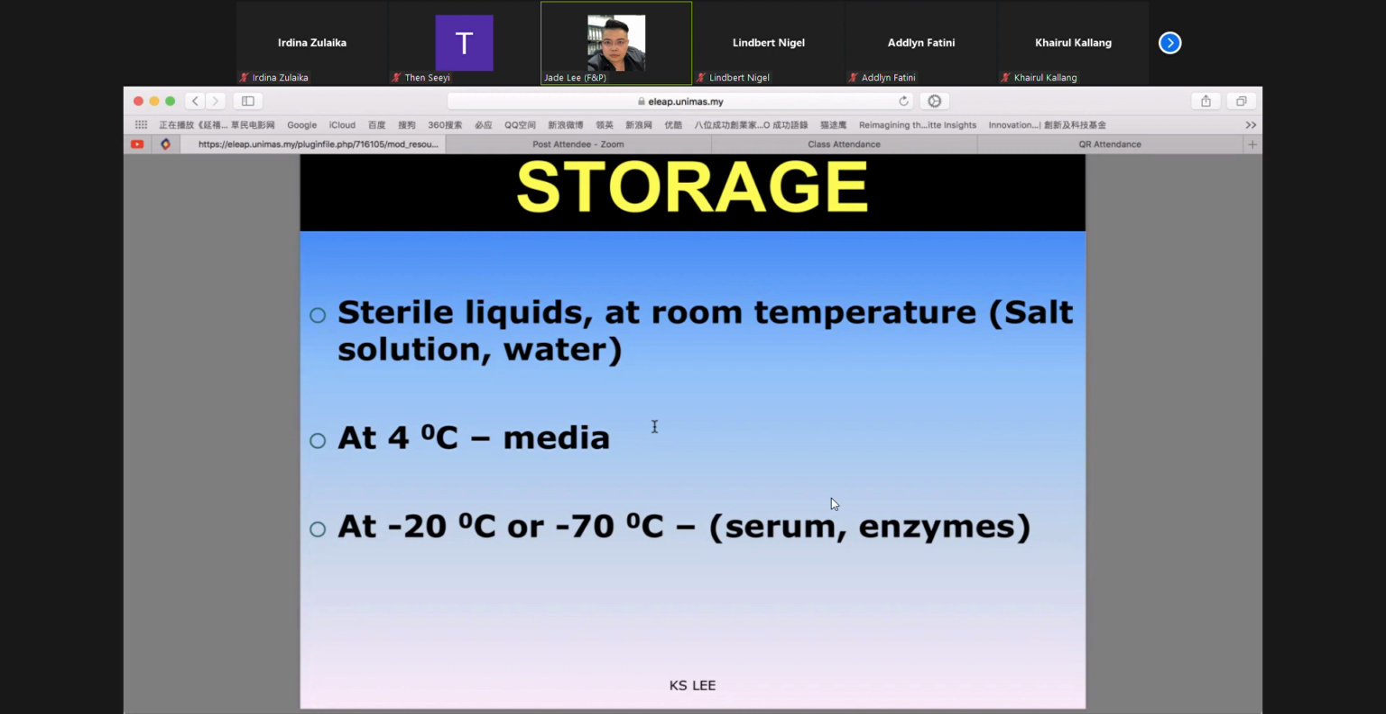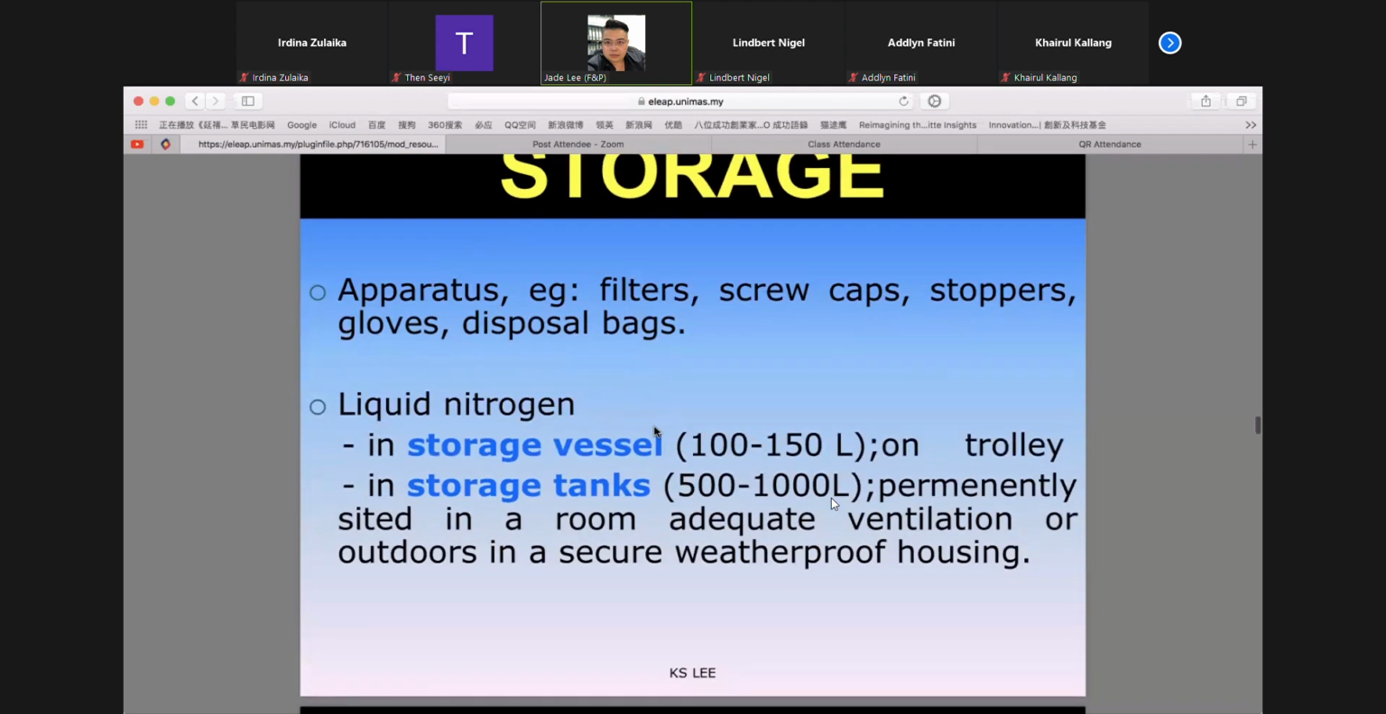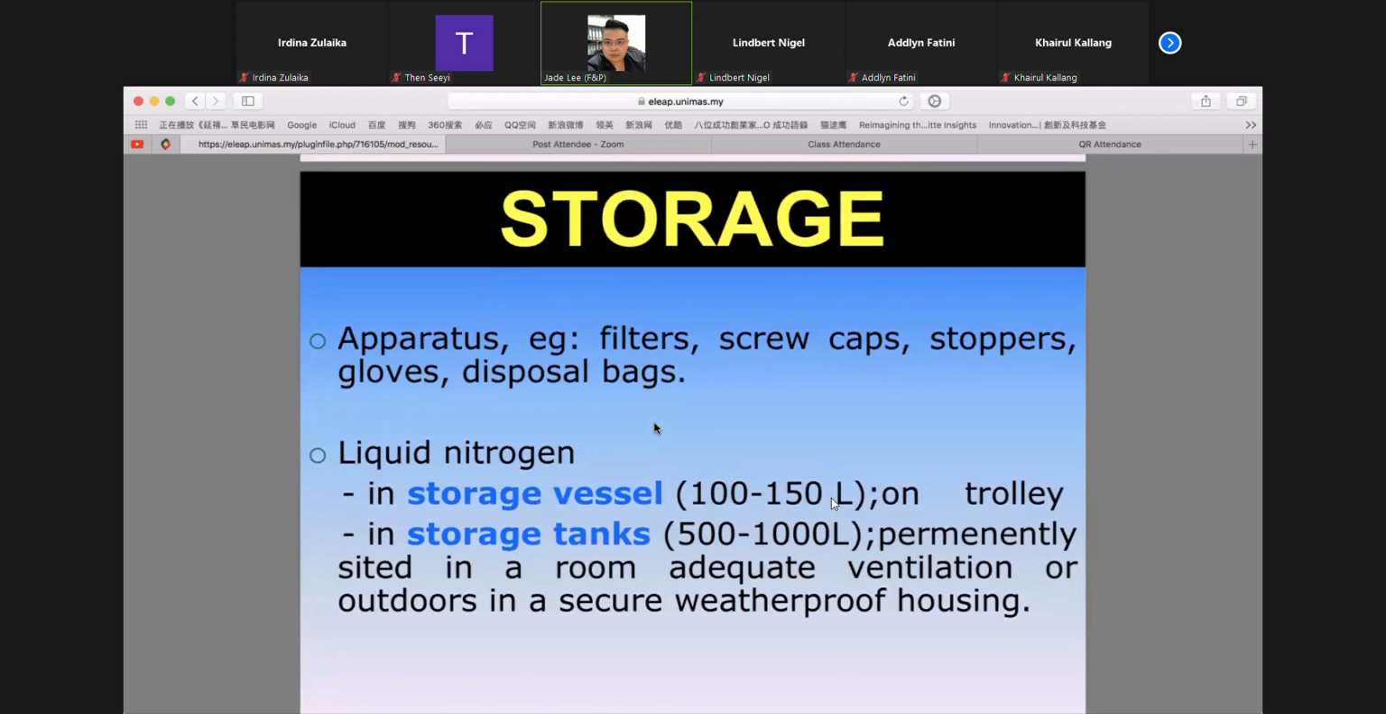So always remember that. For the storage, the apparatus such as the filter, the screw cap, the stopper, gloves, and disposable bags need to be stored properly. And the liquid nitrogen, for example, at the storage level, is common at 100 to 150 liters, or you must put it on a trolley if it is stored at 500 to 1,000 liters, or permanently sited in a room with adequate ventilation, and also outdoors in a weatherproof housing.